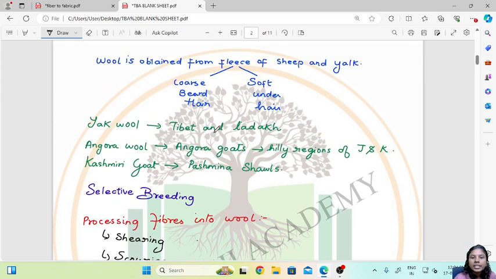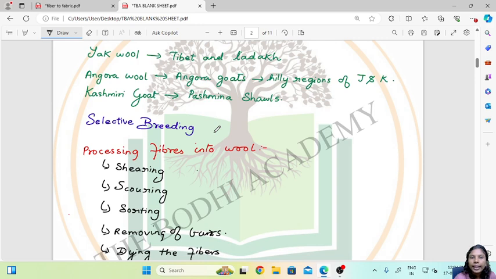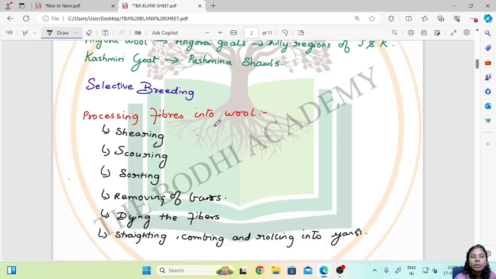Then we also learned about a term known as selective breeding. So above what we said was we need soft under hair. So in order to receive that, we have to be very specific about the parents that we are going to need for the offspring breeding over here. In that case, we are being very selective so that we get that soft hair that we need for the production of wool. So here we are being very selective about the offspring characteristics that we need. Therefore, it is known as selective breeding.